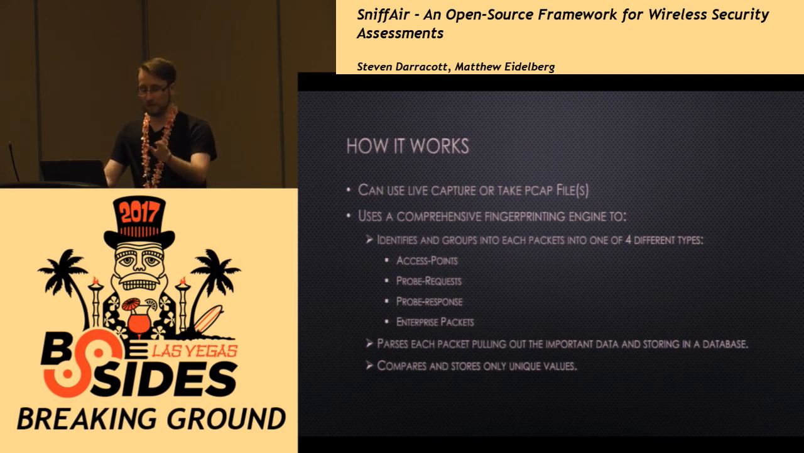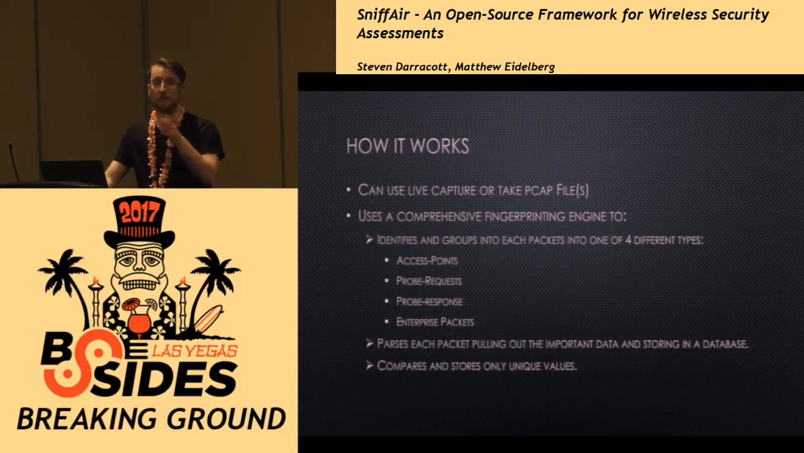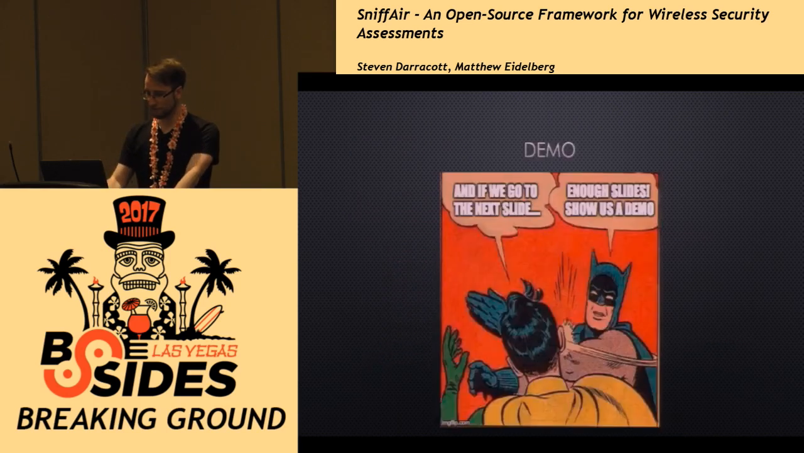Once it's grouped them, it parses each of the packets and pulls out the important data. That could be the channel that the access point sits on, the encryption, the authentication method, the MAC address of the access point itself, and stores only unique strings. As we all know, beacons, cell phones, laptops, they constantly are sending out many of the same type of packets, almost identical. So we only care about the one copy of each.